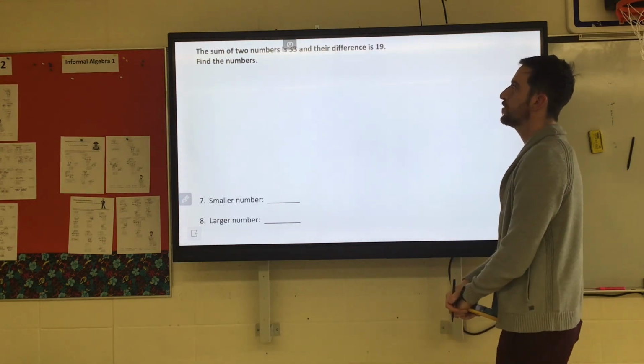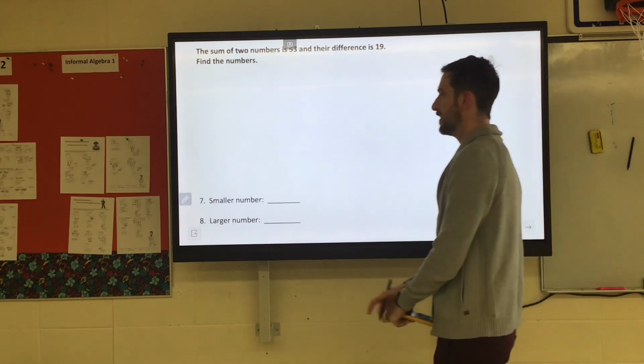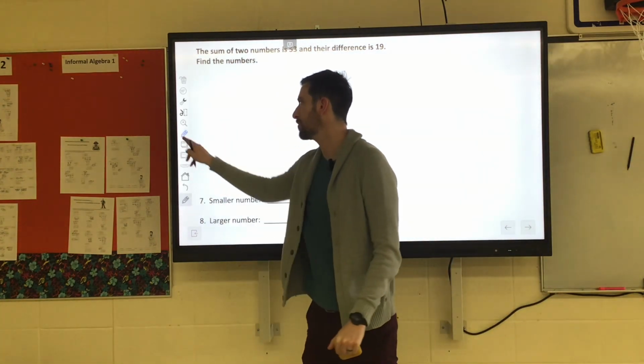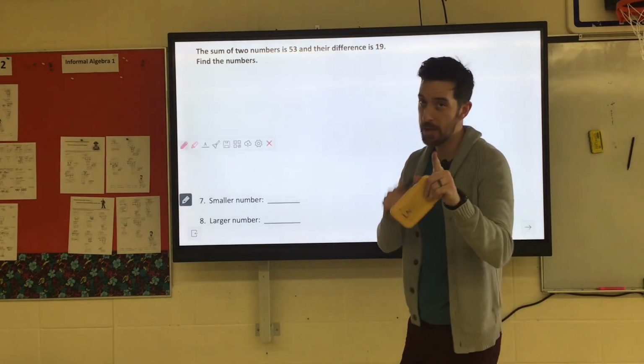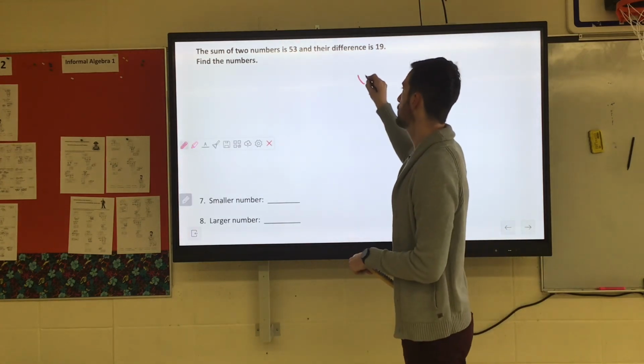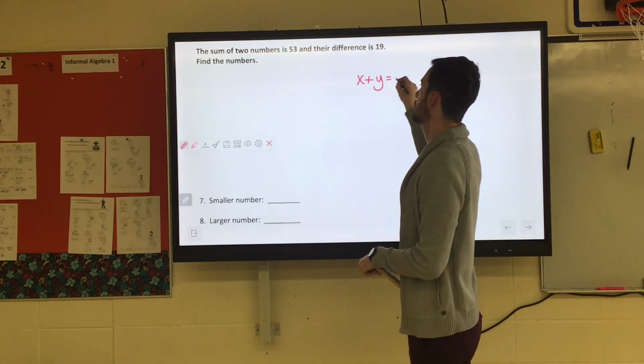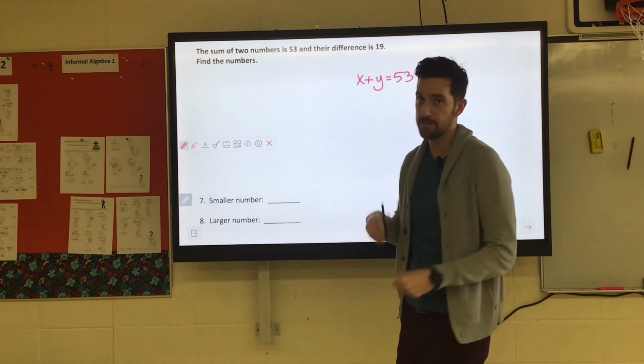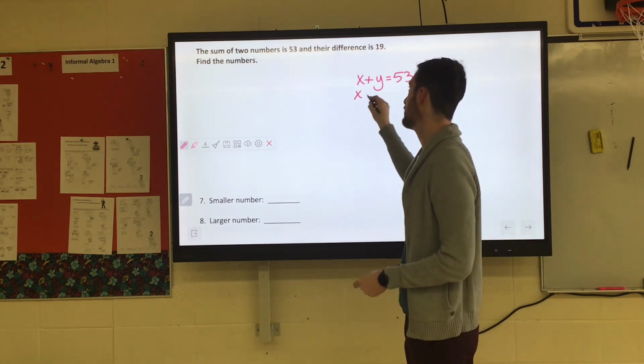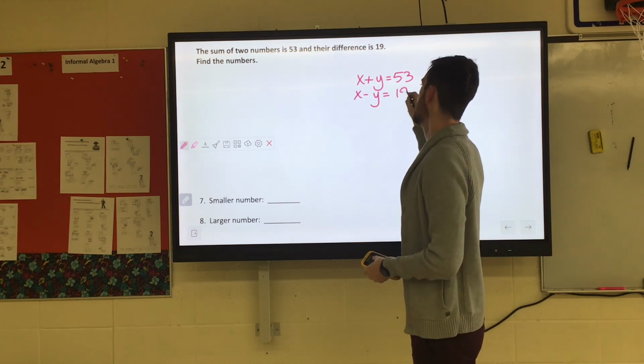The sum of 2 numbers is 53. Their difference is 19. We've done these type of problems. It was the first one we started with. Sum, addition: x plus y equals 53. Difference, subtraction: x minus y equals 19.